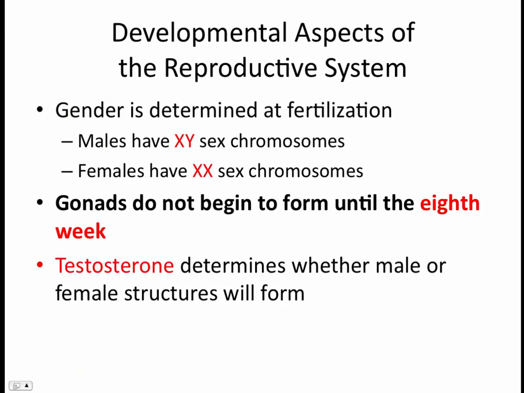Gonads themselves do not begin to form until the 8th week, and what triggers the development of these female or male structures is the amount of testosterone, meaning that at birth we have our genetic makeup of either being male or female. However, we actually both start off as females, and then over time, depending on this testosterone, we're going to start developing either male or female structures.